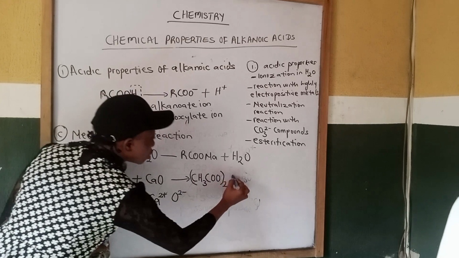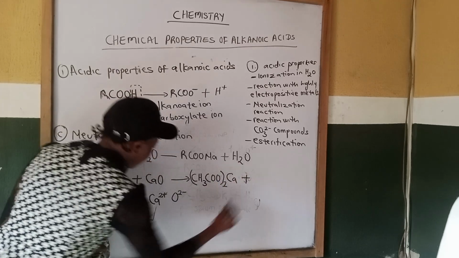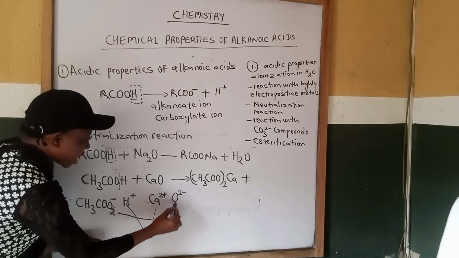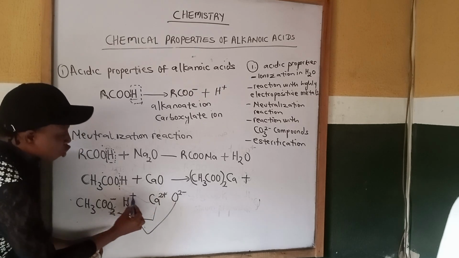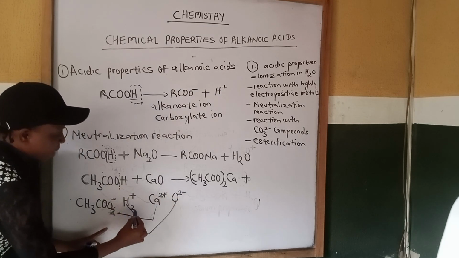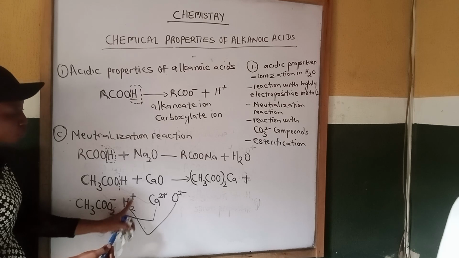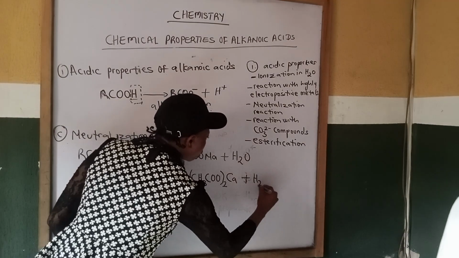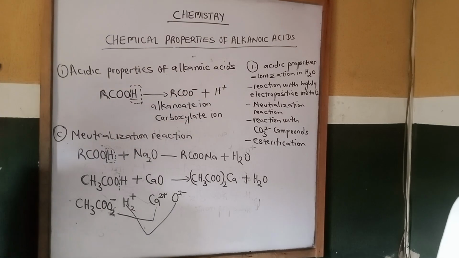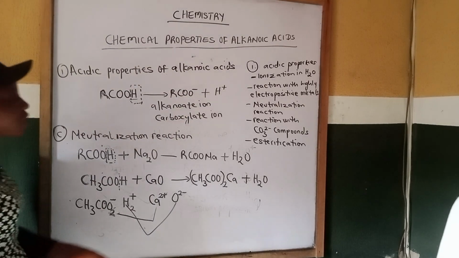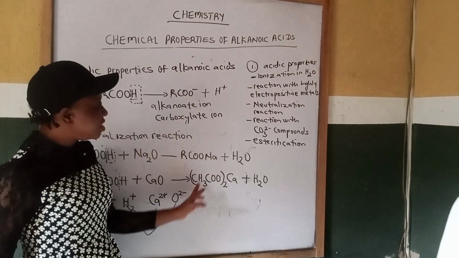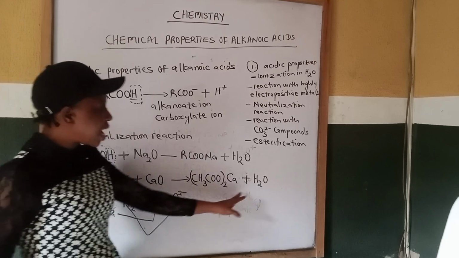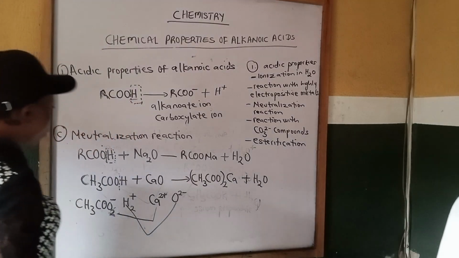Then you combine with Ca 2 plus. Then hydrogen and oxygen: hydrogen is +1, oxygen is -2. You multiply this one by 2 to give us +2. So +2 cancels -2 to give us H2O. So that is the product form. Our product is now calcium ethanoate and water molecule.